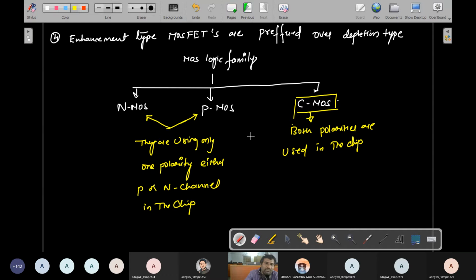In CMOS there are two types of logic families used: first NOR logic family, by using NOR gates, and by using NAND gates. So we can construct CMOS logic family by using NOR gates, and we can use NAND gates also. This is in our syllabus. NMOS and PMOS are not in our syllabus, so I'm not concentrating on them. Right now I concentrate completely on CMOS only.